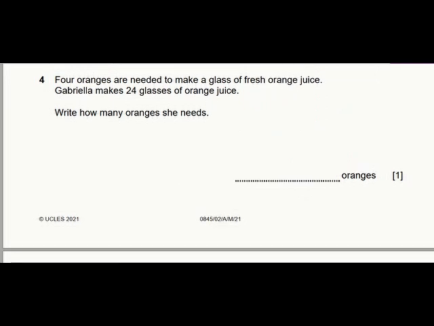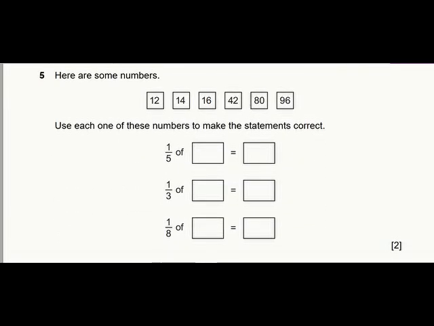Exercise 5. Here are some numbers. Now we have 12, 14, 16, 42, 80, and 96. Those are the given numbers. Use each one of these numbers to make the statements correct. 1/5 of which is which?